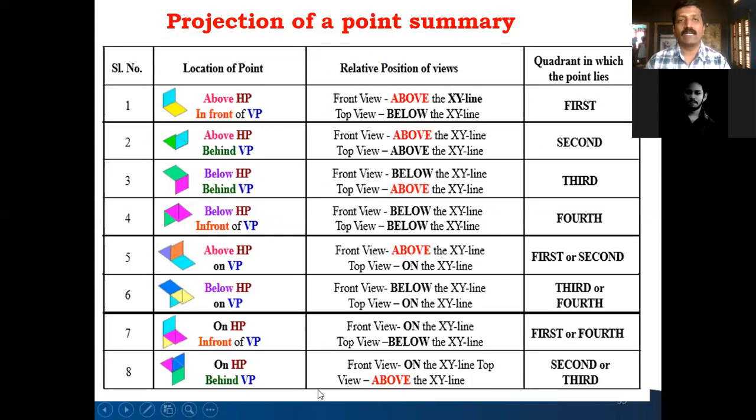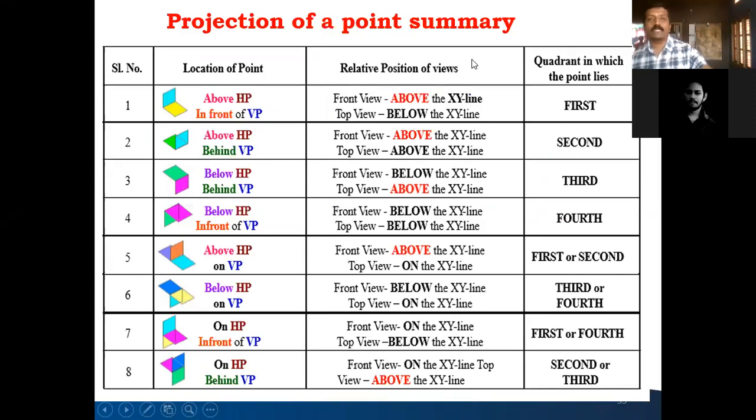So this is just a summary, or you can keep this chart with you, easy for you to draw immediately and come to a conclusion about where I need to draw a front view and where I need to draw a top view, all those things. For example, serial number 1: the particular object is above HP and in front of VP. It is in the first quadrant.